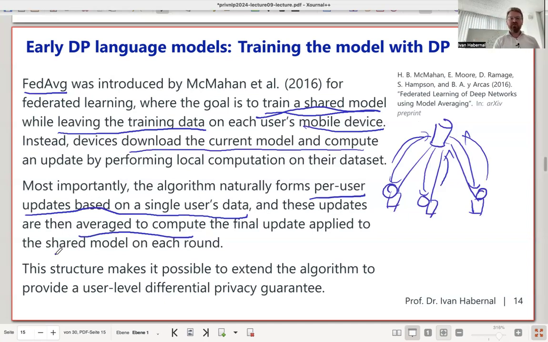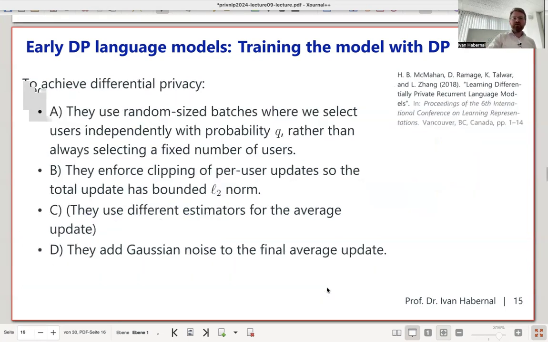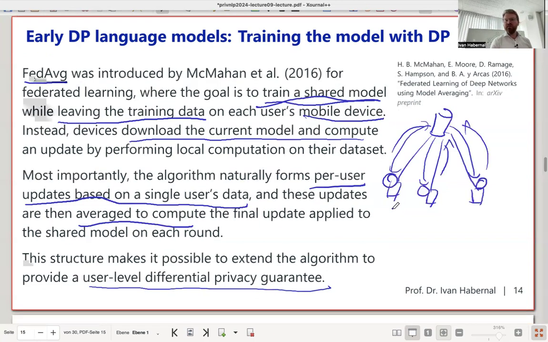This makes it possible to extend the algorithm to provide user-level differential privacy guarantees. Cool, so this works nicely together. I won't go into the actual details of what they used, because there are a couple of extra steps, and we're not going to talk about federated learning in this lecture. But what they use is that they select the users independently. So in each step, they say, I'm going to take this one, yes, and this one maybe not, and this one maybe not.